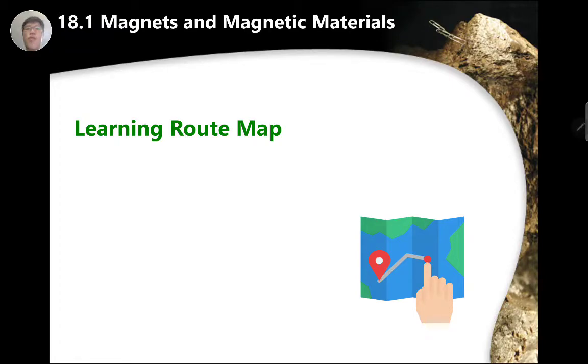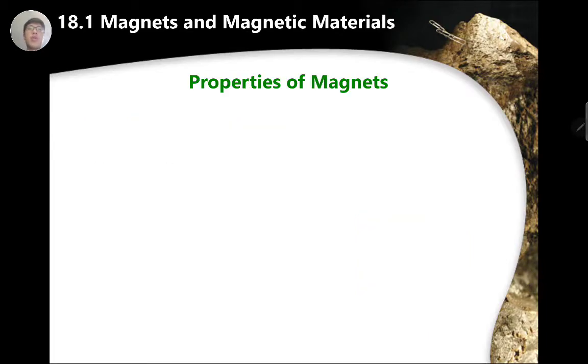Learning roadmap, we only have one thing we want to learn today. That's what are the properties of magnets. It's really fairly simple, fairly straightforward. You should be able to breeze through this quite quickly. So, properties of magnets. Property number 1, magnets attract magnetic materials.